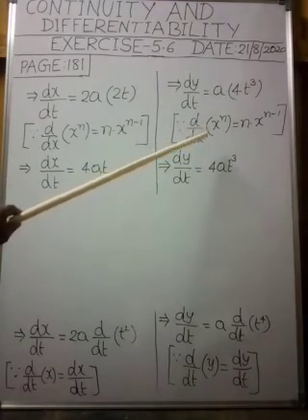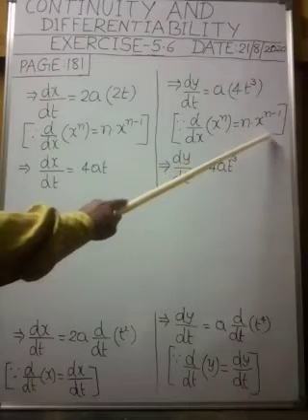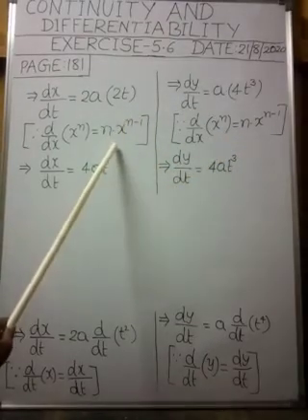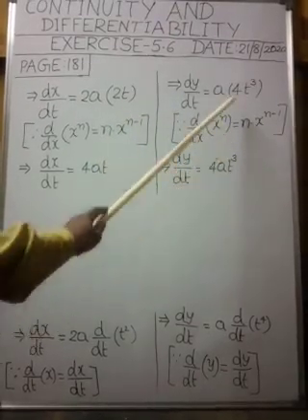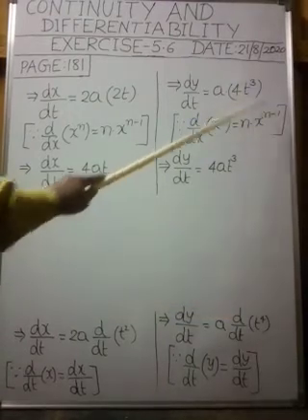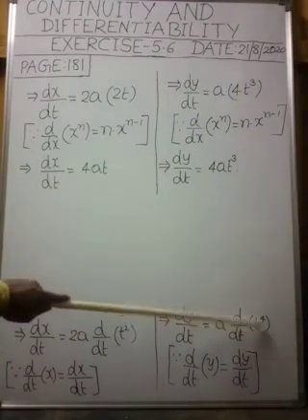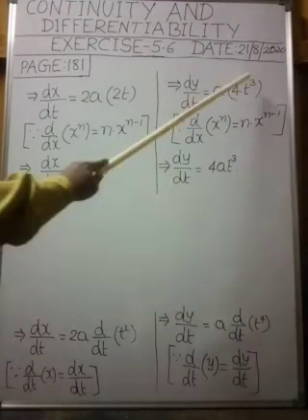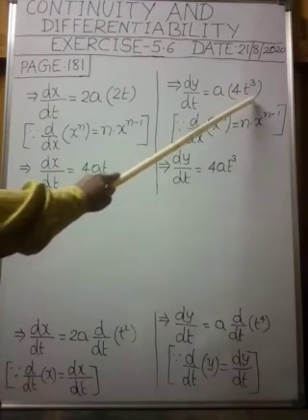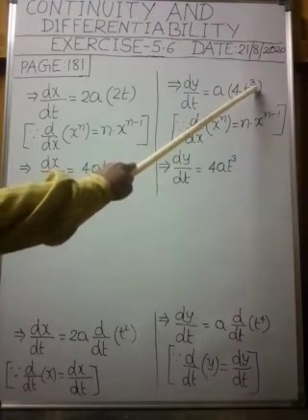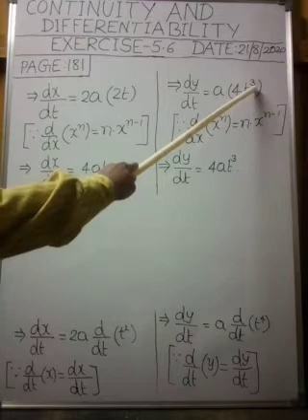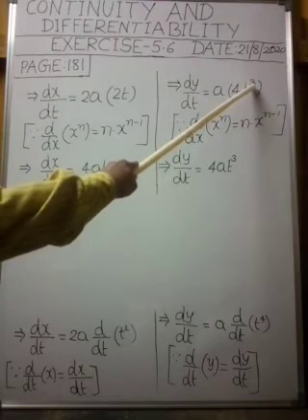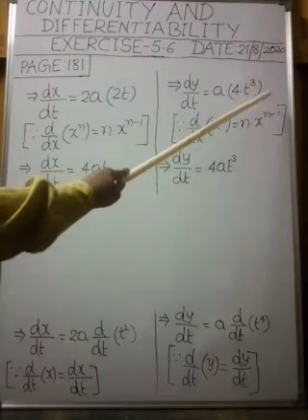What is the d by dx of x power n formula? n into x power n minus 1. Already we used the same formula here. So a into, here x means t and n means 4. So n means here 4 into t power 4 minus 1. What will you get in the exponent? 3. 4 minus 1 is 3. So I wrote here directly 3. Understood this part, my dear children?